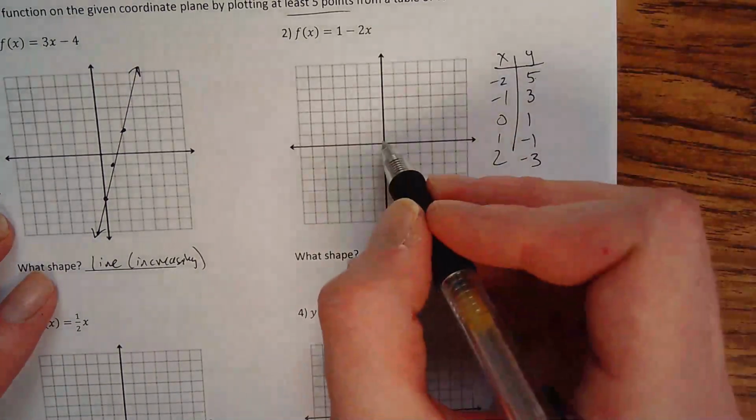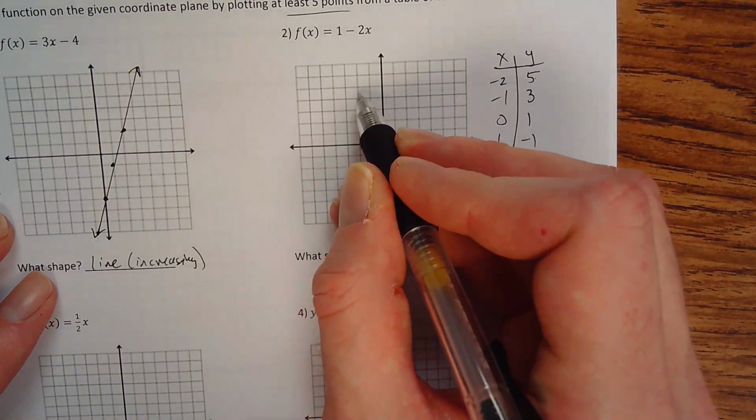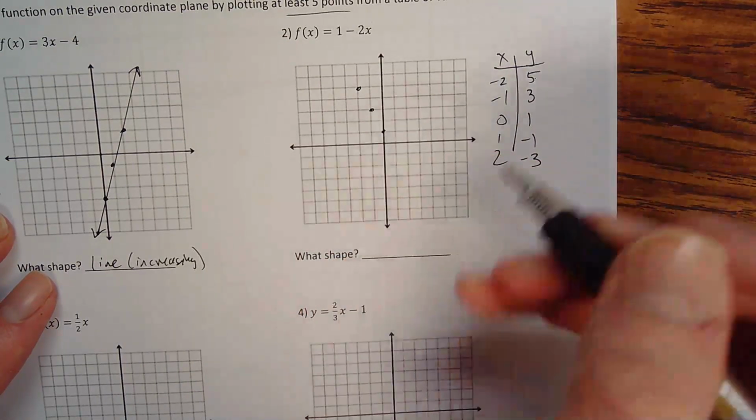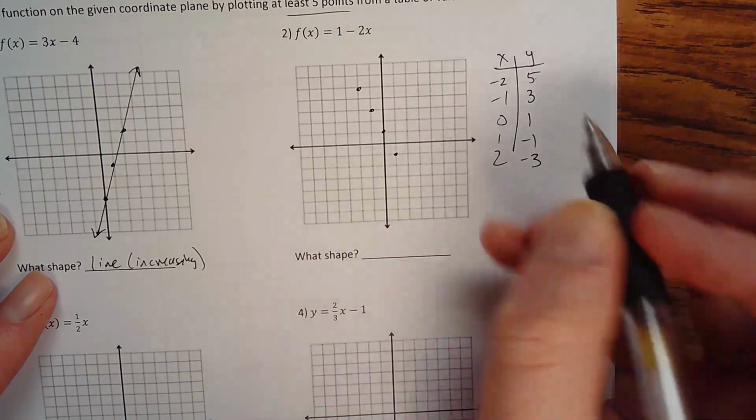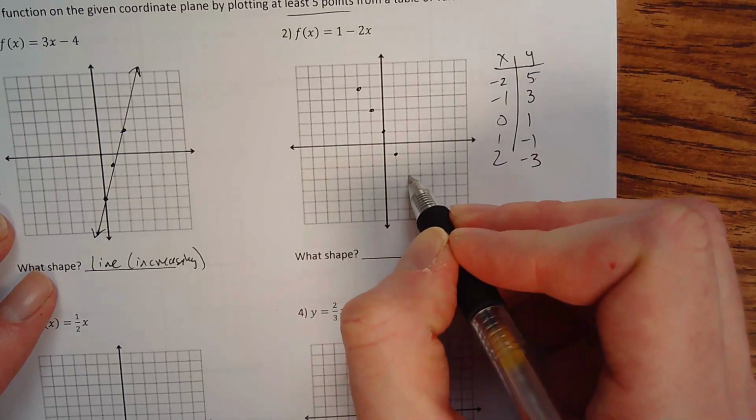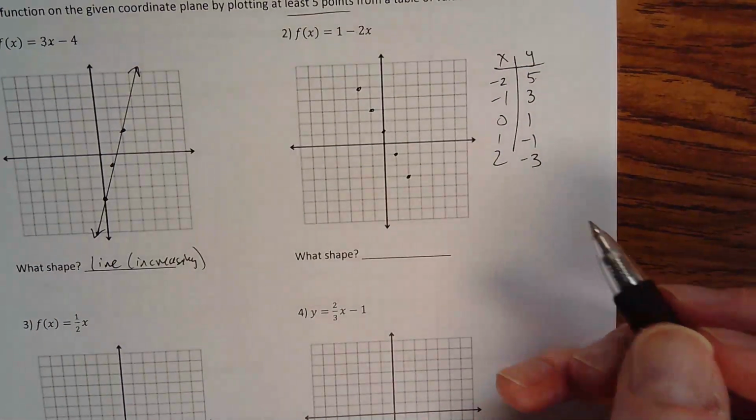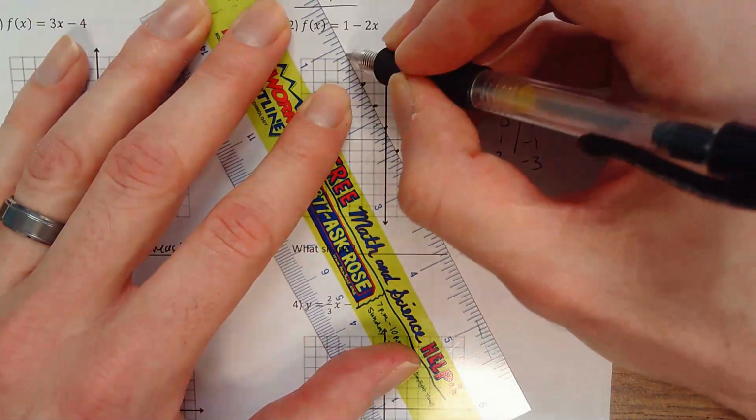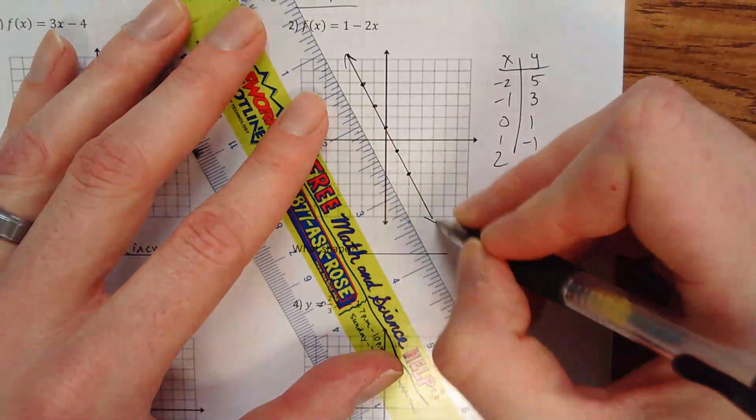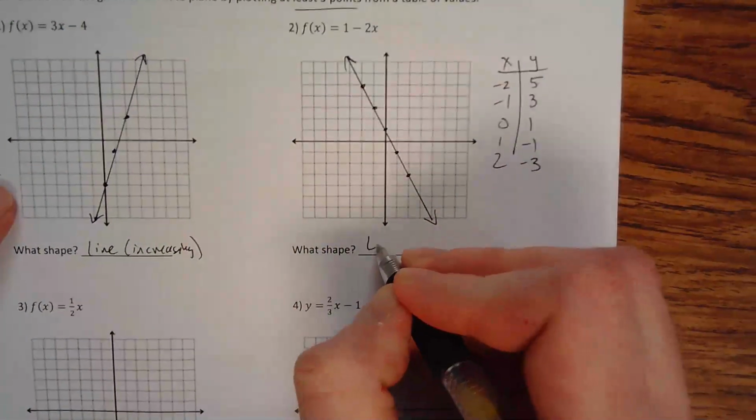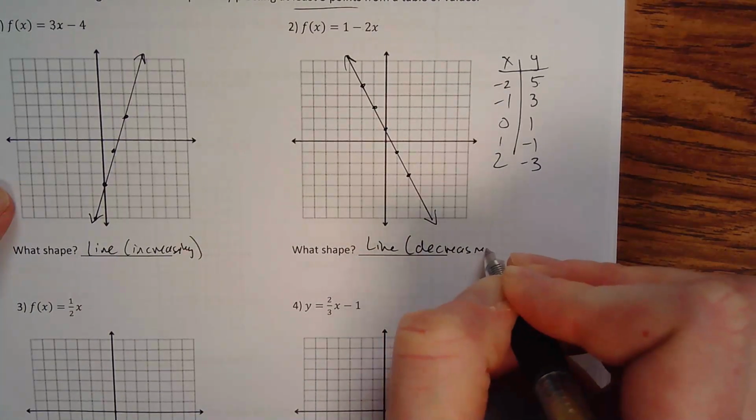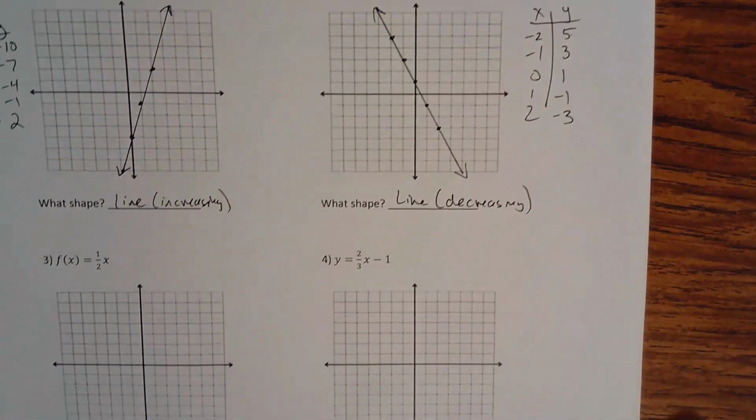So if I plot these, -2, 5, -1, 3, 0, 1, 1, -1, and then 2, -3. And again, connect these points. They're making a straight line again. So this is a line, but it is decreasing. From left to right, it's decreasing.